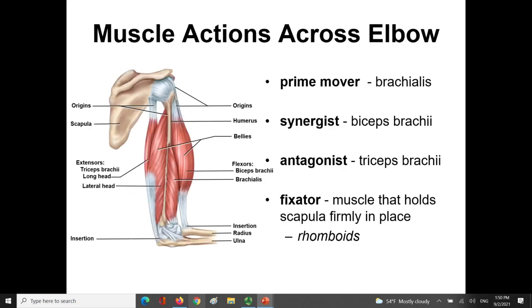So this is giving you an example of those terms I just mentioned in relation to your elbow. The prime mover is the brachialis. The synergist is the biceps brachii. The antagonist is the triceps brachii. And the fixator, the muscle that holds the scapula, which is in your back, kind of right off your shoulder, the fixator that holds that firmly in place is the rhomboid. So lots of different muscles play a role in one action or one movement.